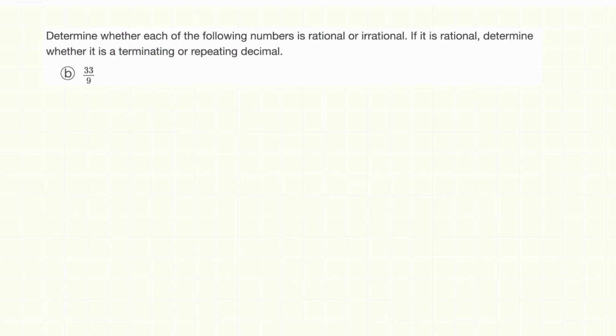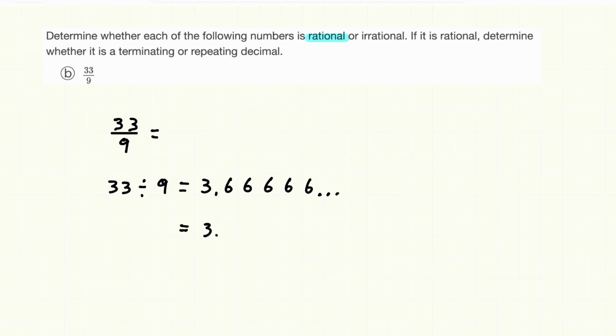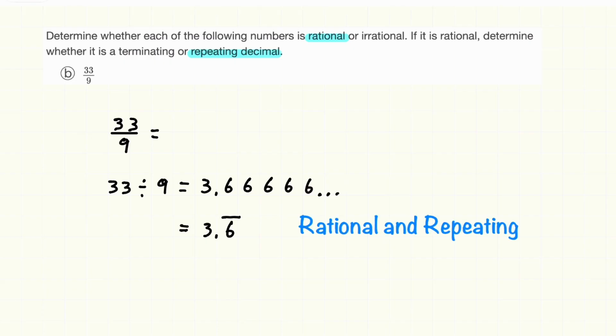For b, we have 33 over 9, and 33 over 9 is already written as a fraction, so it will be rational, and we'll need to determine if it is terminating or repeating as a decimal. So 33 divided by 9 equals 3.66 and infinitely more sixes. So we would use a bar to indicate the digits that repeat, and the first 6 is the repeating digit. So this is both rational and a repeating decimal. So 33/9 is rational and repeating.